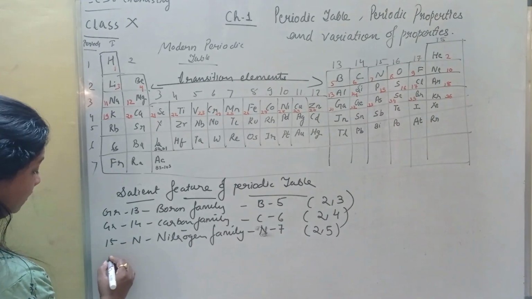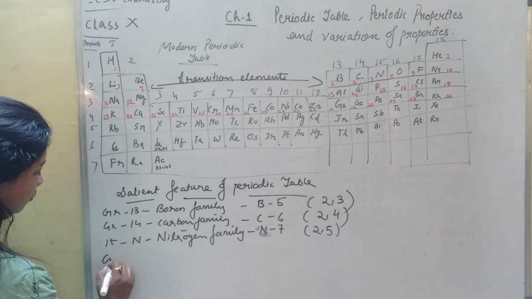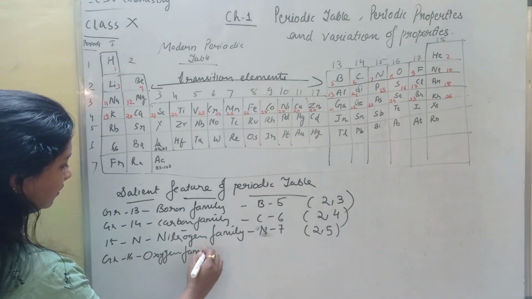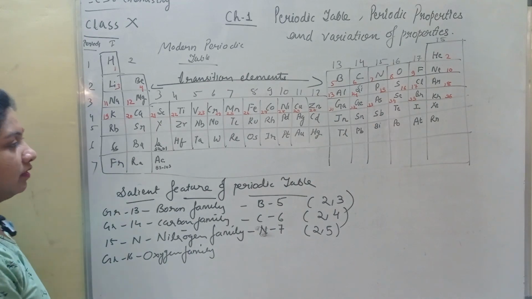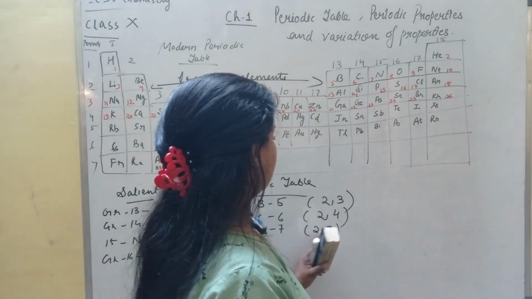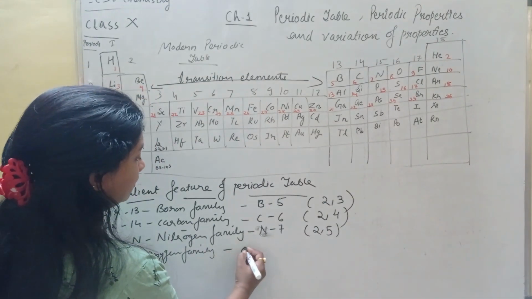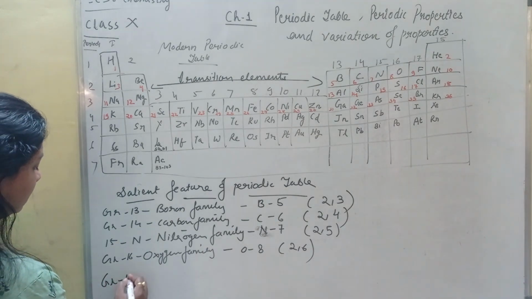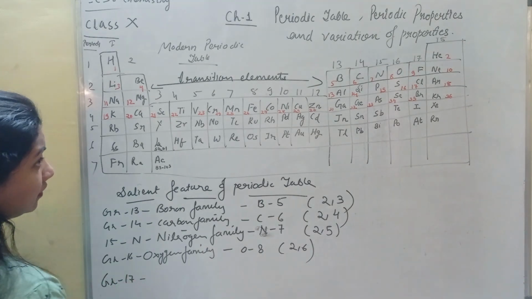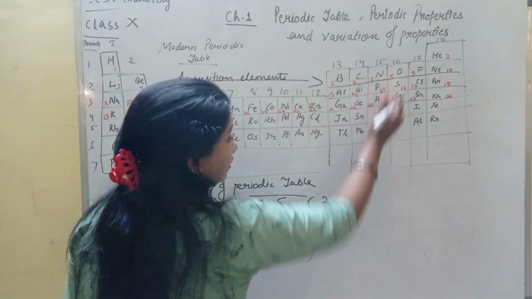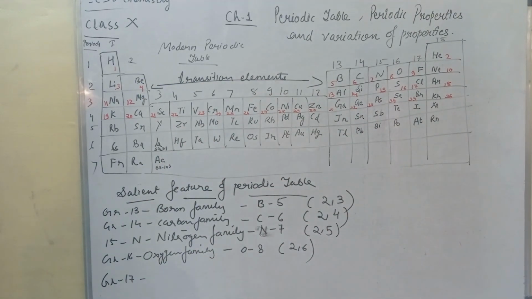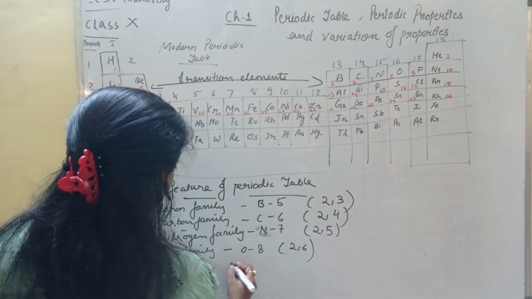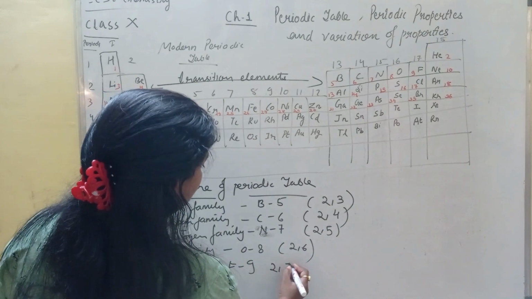Oxygen, group 16, oxygen family. Oxygen, atomic number 8, configuration 2, 6. And group 17, it is not fluorine. F stands for fluorine, but we don't say fluorine family. They are called halogens. Fluorine, atomic number 9, configuration 2, 7.